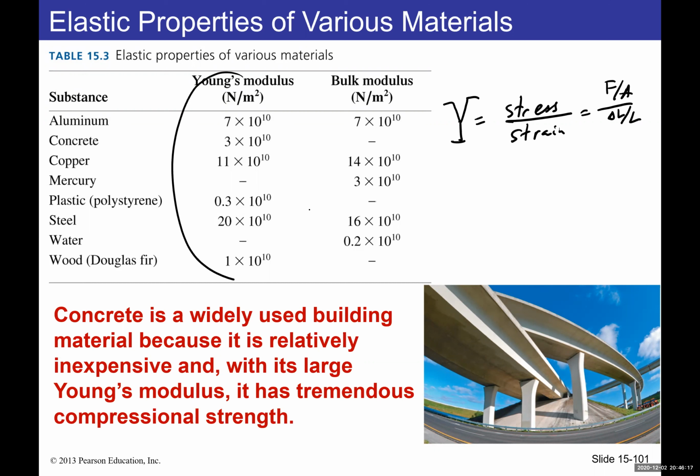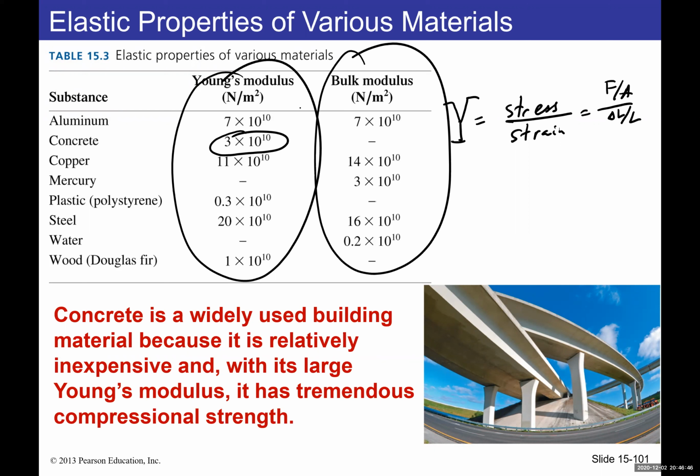So this is the table of some Young's modulus values for aluminum, concrete, copper, mercury, and things like that. You can see that concrete is a widely used building material because it is relatively inexpensive, and with its large Young's modulus, it has tremendous compressional strength. All right, so here's concrete, right? It's cheap and it has a large Young's modulus. All right, so then we can also see bulk modulus.